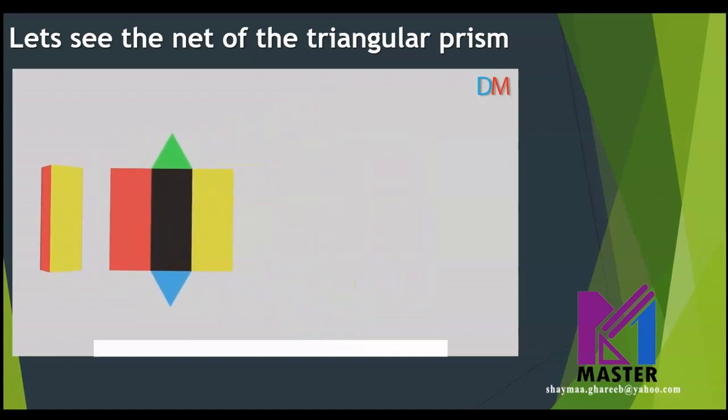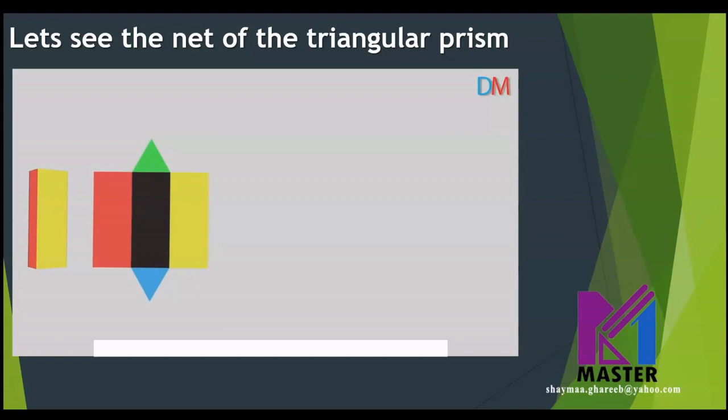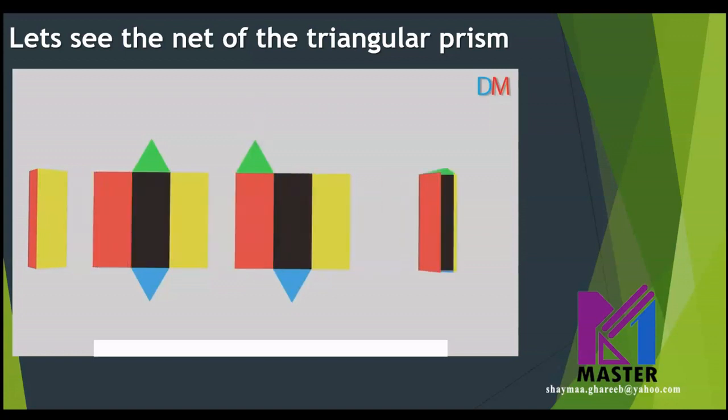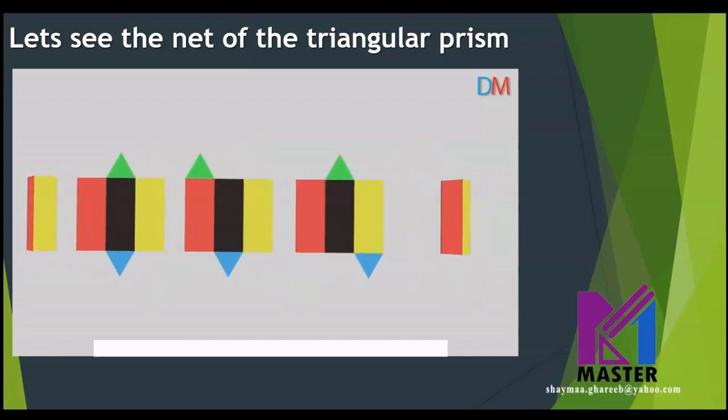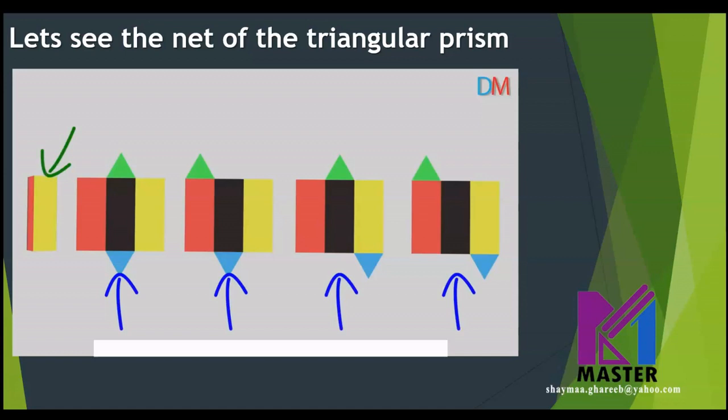Let's zoom out and see the different possibilities. The prism may be opened up to look like this. We can see that the position of the green triangle has changed. The prism can be opened up to look even like this. Let's zoom out and see another possibility. It might look like this. It all just depends on how you open it up. All these nets are possibilities for this prism.